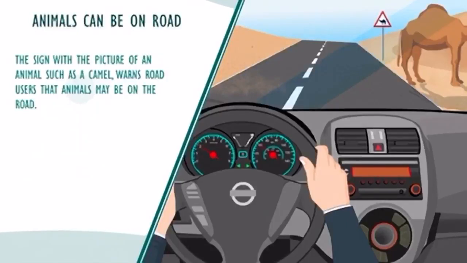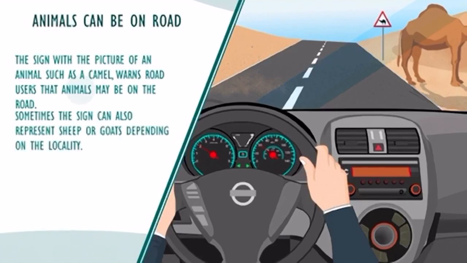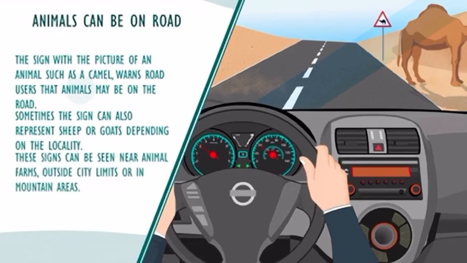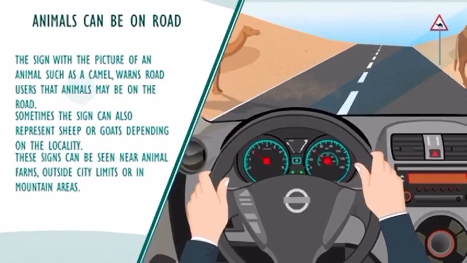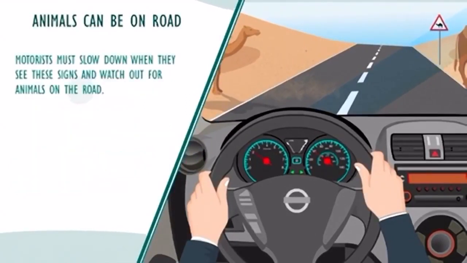The sign with the picture of an animal, such as a camel, warns road users that animals may be on the road. Sometimes the sign can also represent sheep or goats, depending on the locality. These signs can be seen near animal farms, outside city limits, or in mountain areas. Motorists must slow down when they see these signs and watch out for animals on the road.